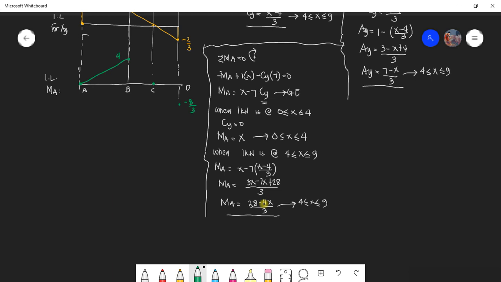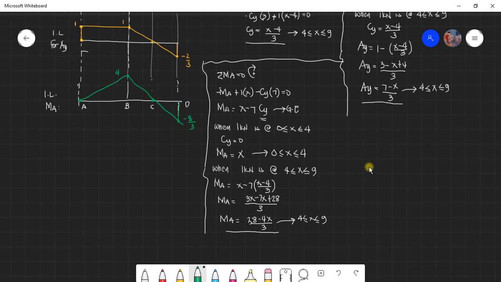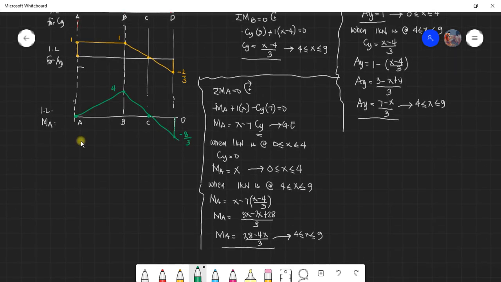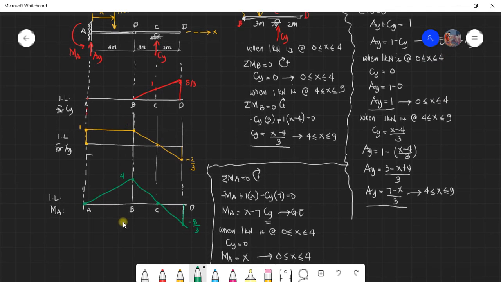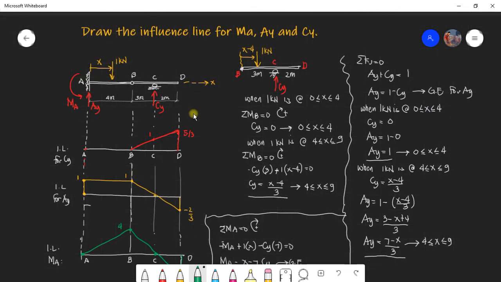Yan. And then, ito 0 is equal. Okay, basta line yan. Okay, yan lang. Okay? So, ganun lang yung pag-solve ng influence line, using the equilibrium method. So, madali lang. Okay, so this is for the reactions.